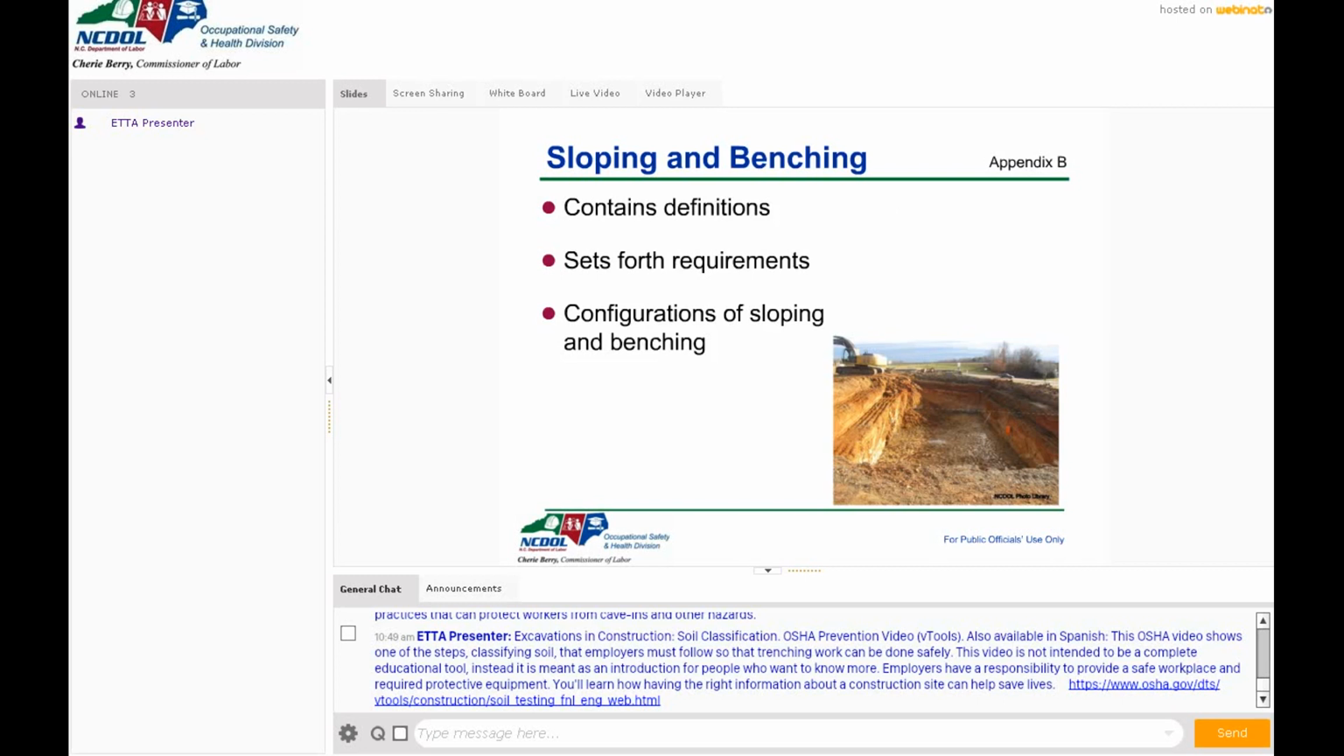And here's another good example of the different levels. Now, here's benching going on over here on both sides. So this is a situation where you're running across different color layers of the sand, or not sand, but soil and stuff.